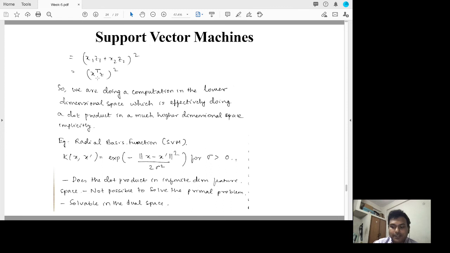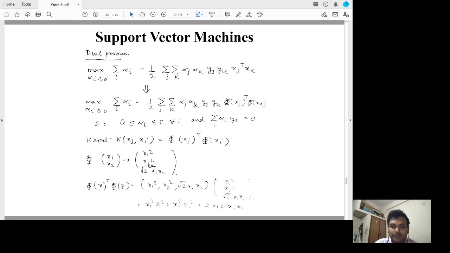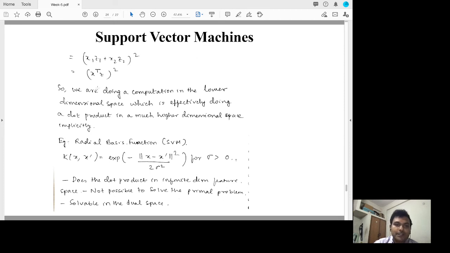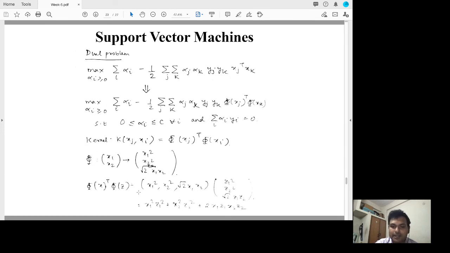So basically what you have done is, you have taken a dot product in the three-dimensional space. That's how you started. You have taken a dot product in the three-dimensional space, which you can easily get from the two-dimensional space itself. You take this two-dimensional x, two-dimensional z, take a dot product in the two-dimensional space, get a square. You are effectively doing a dot product in the three-dimensional space. Okay. Is this fine? Yes.